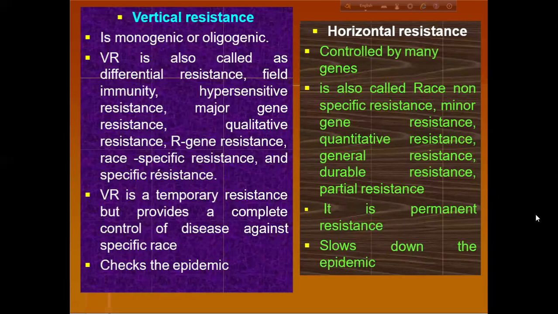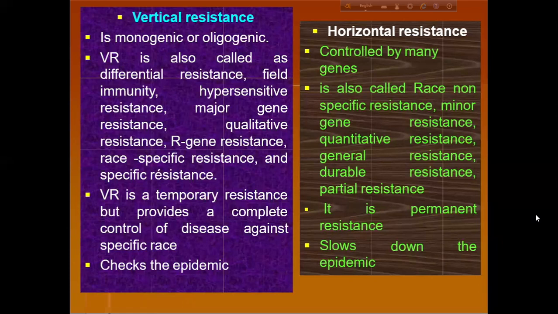The several names of horizontal resistance, there are some alternate names, for example, race non-specific resistance, minor gene resistance, quantitative resistance, general resistance, durable resistance, or partial resistance. The same thing. Horizontal resistance is known with these terms. On the other hand, vertical resistance is also known as field immunity, hypersensitive resistance, major gene resistance, qualitative resistance, gene resistance, race specific resistance, and specific resistance. So these are the same thing.